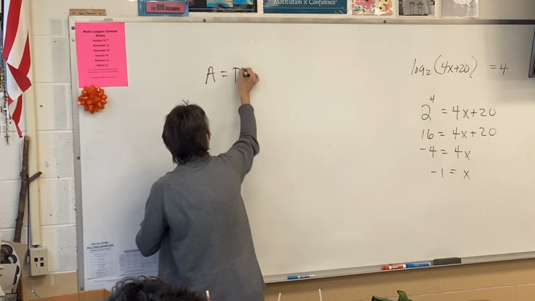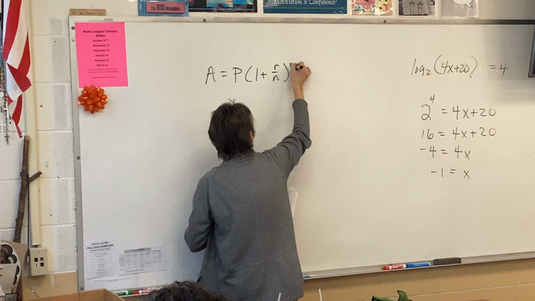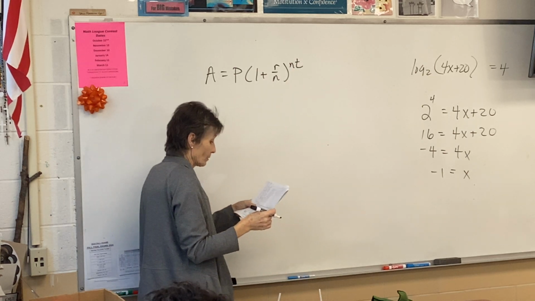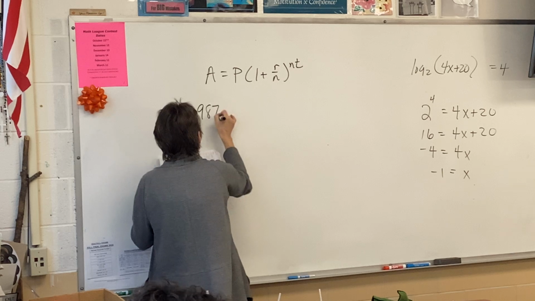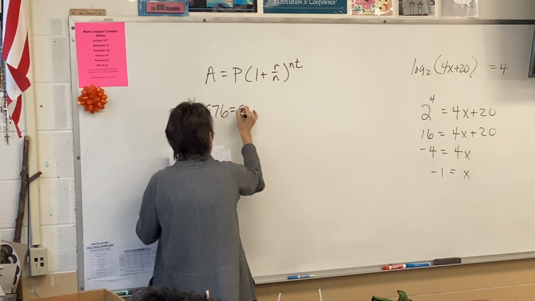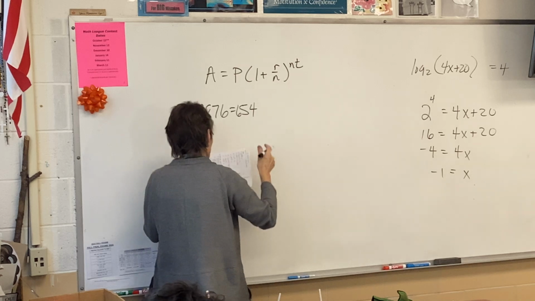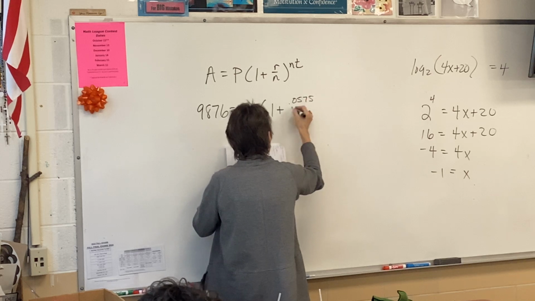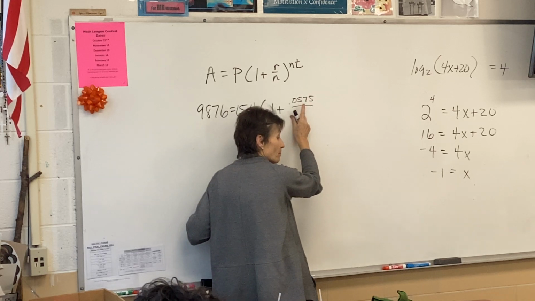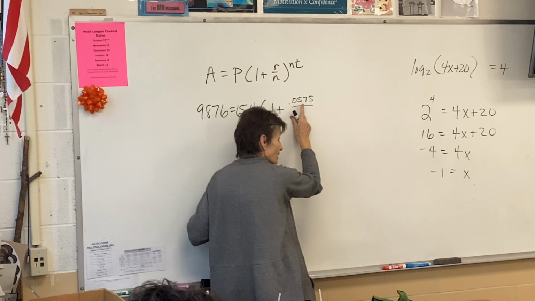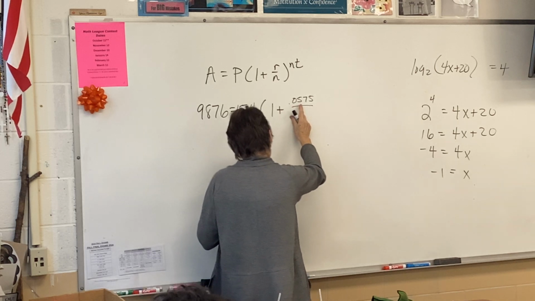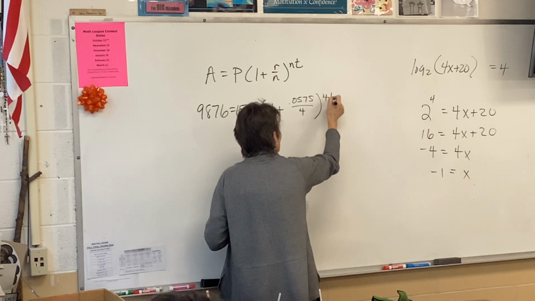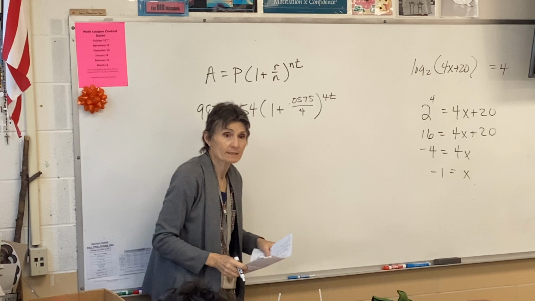We have now settled on this formula, and I want 654 to grow into 9876. Okay, the interest rate is 0.0575. There's another mistake I've seen on homework papers. Interest rate must go in as a decimal. So don't put 5.75, put 0.0575. Compounded quarterly. And I want to know how long it takes.